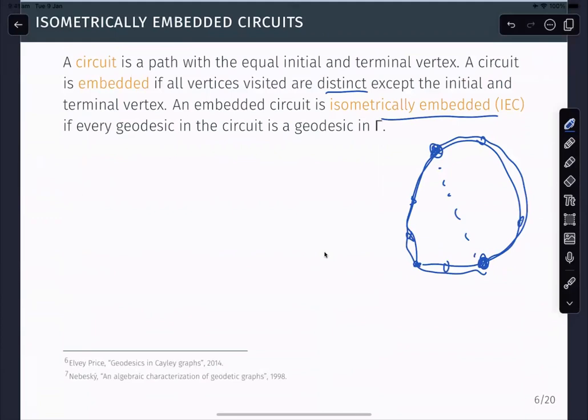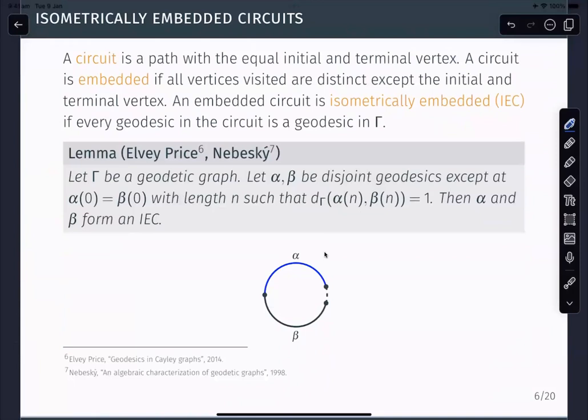This could be the same length as that. But in a geodetic graph, being isometrically embedded would mean you have to travel around the cycle. So an isometrically embedded circuit is something that we're interested in. And here's a lemma that we found in a couple of different places.